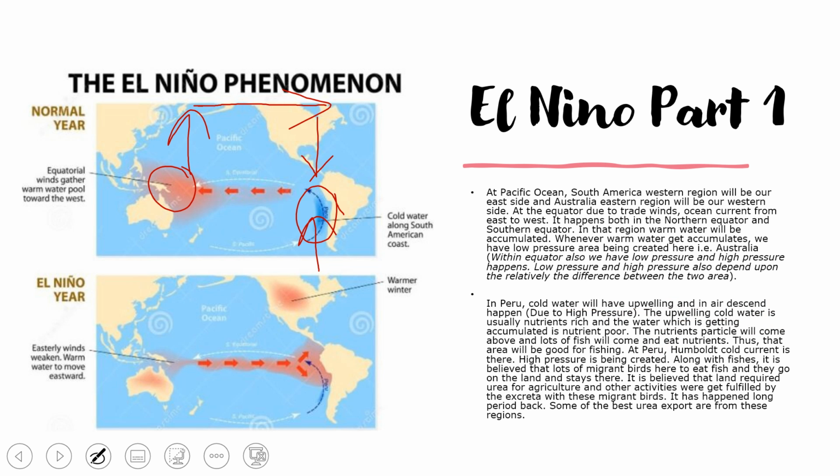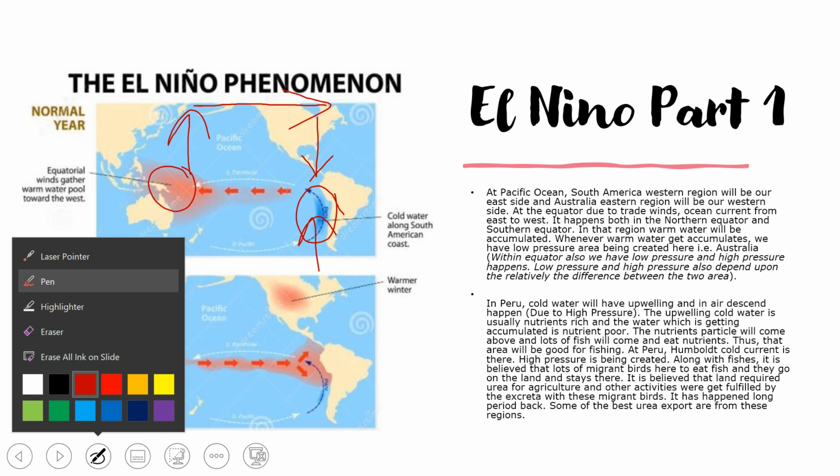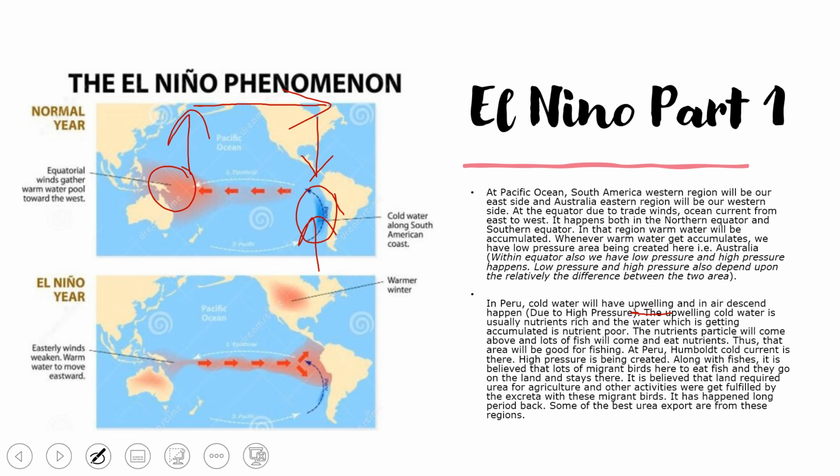In Peru we will have upwelling of cold water, and the air is descending, due to high pressure. The upwelling of cold water is usually nutrient rich. So the nutrient particles will come above and lots of fish will come and eat the nutrients. Thus that area will be good for fishing.